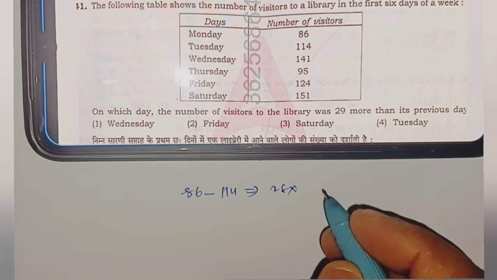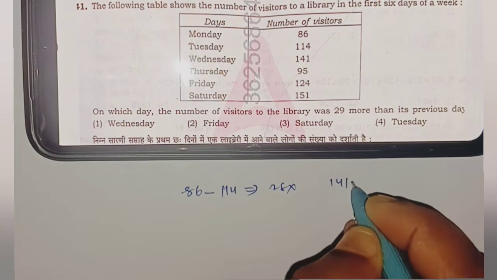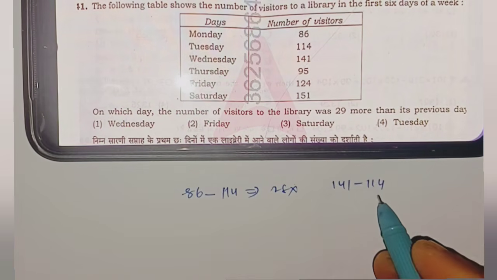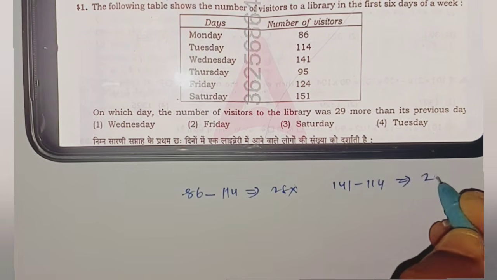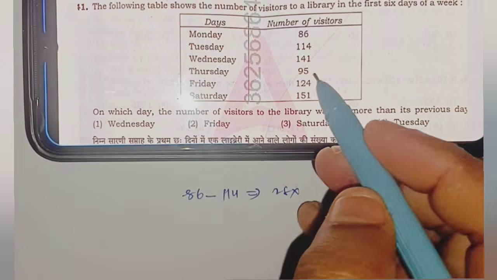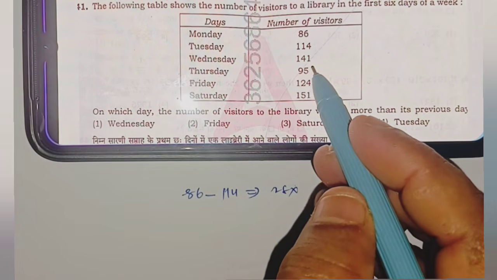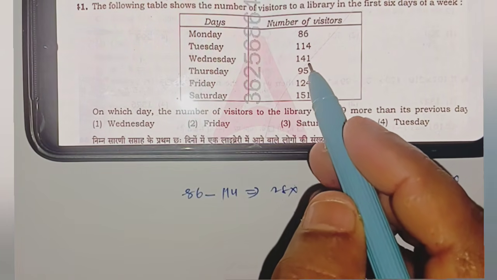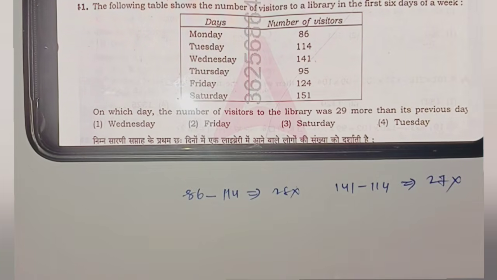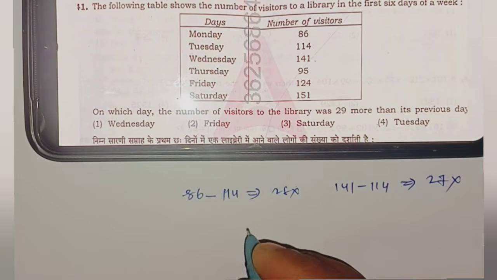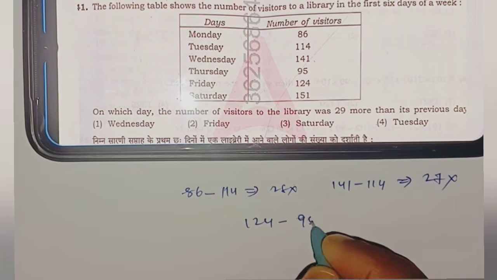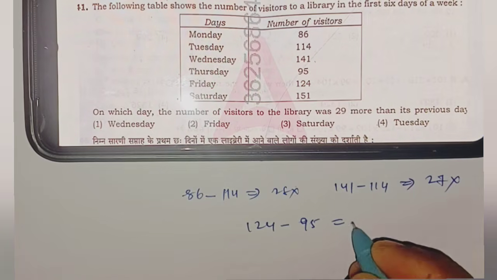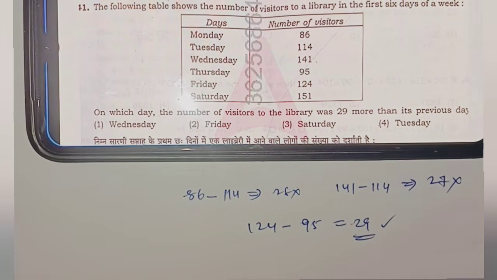So next check Wednesday. 141 minus 114, which is 6 plus 21, that is 27. It is also wrong. Thursday is wrong. Why? Because it should be more than the previous day, but it is less. That is why no need to check Thursday. Let's check Friday. The difference 124 minus 95, which is 5 plus 24, that is 29. This is the right answer. Friday is the correct answer here.